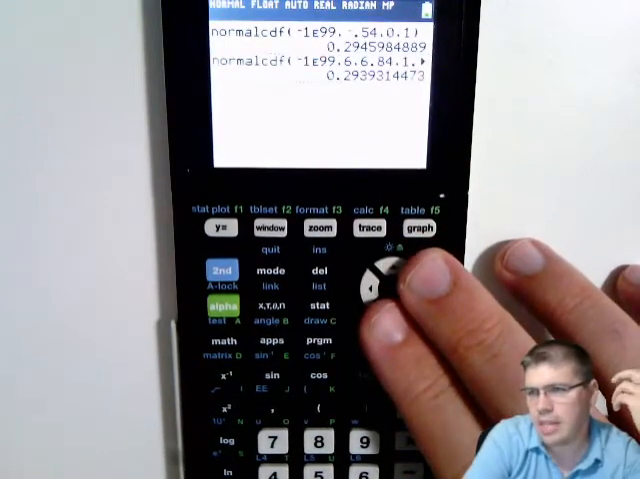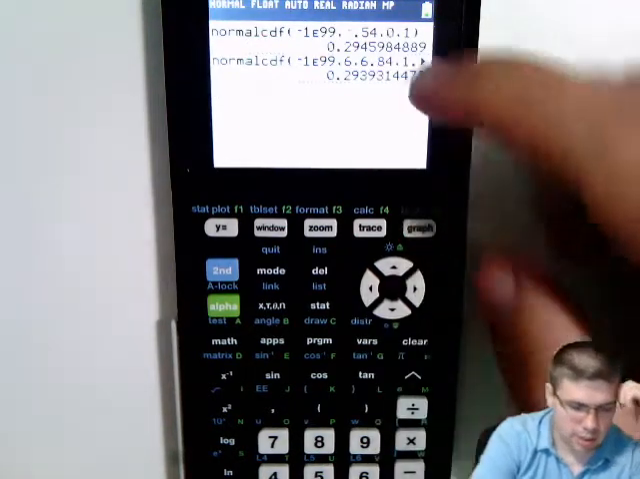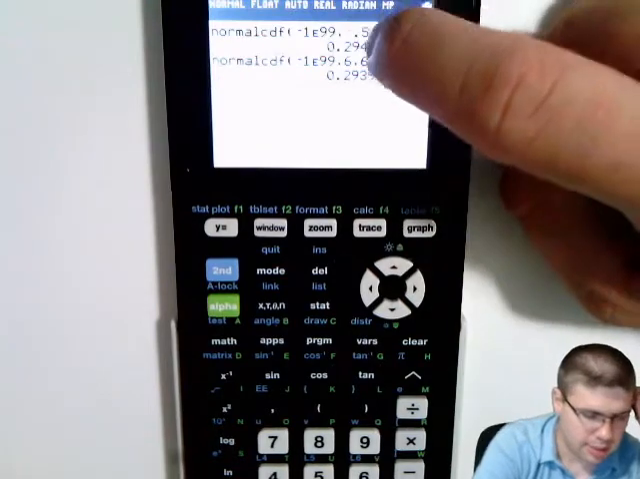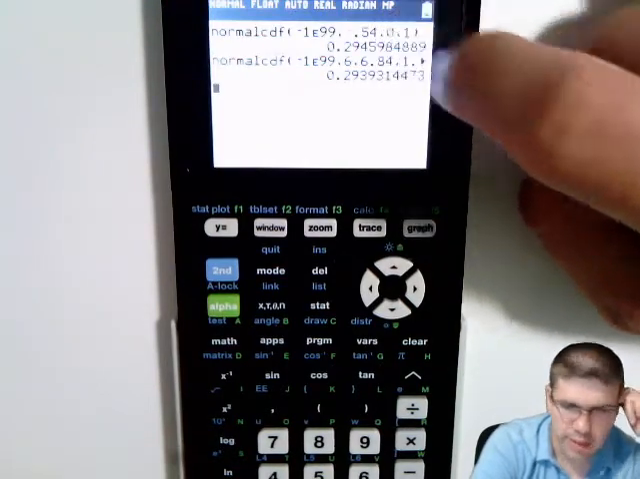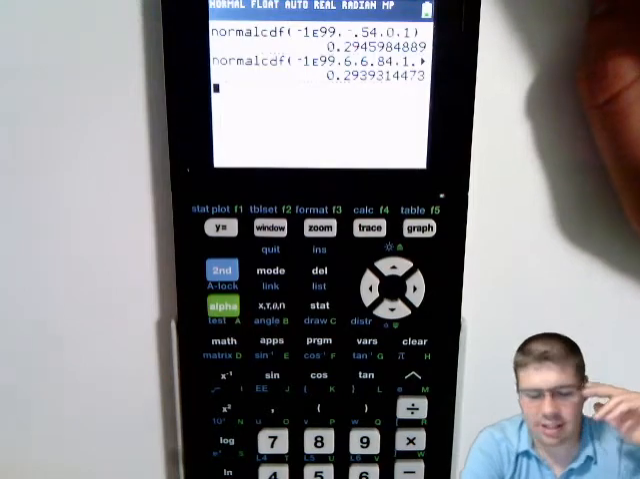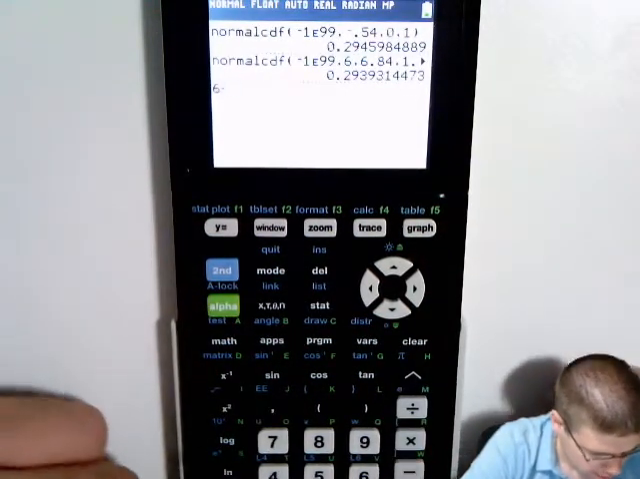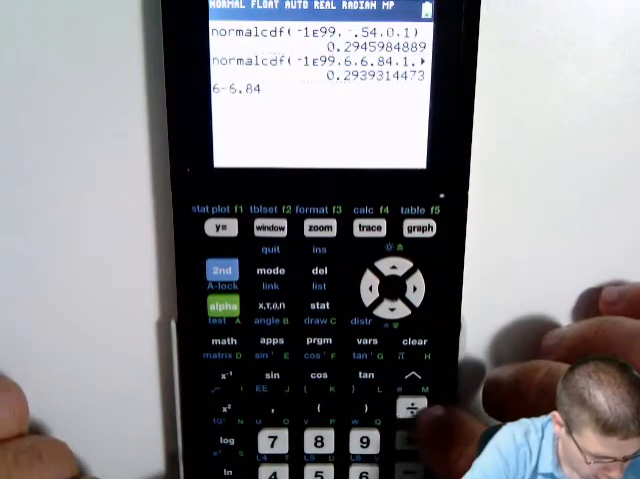Notice that probability is virtually the same. The reason that these aren't exactly the same is actually because this z-score was rounded. That -0.54 wasn't exactly right. It really should have been 6 minus 6.84 divided by.